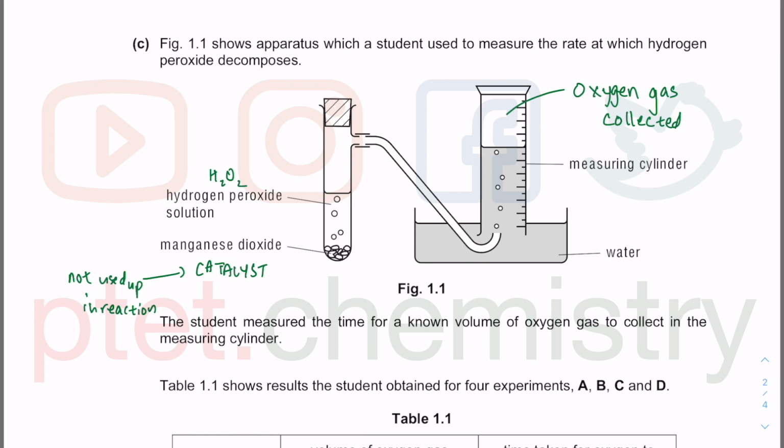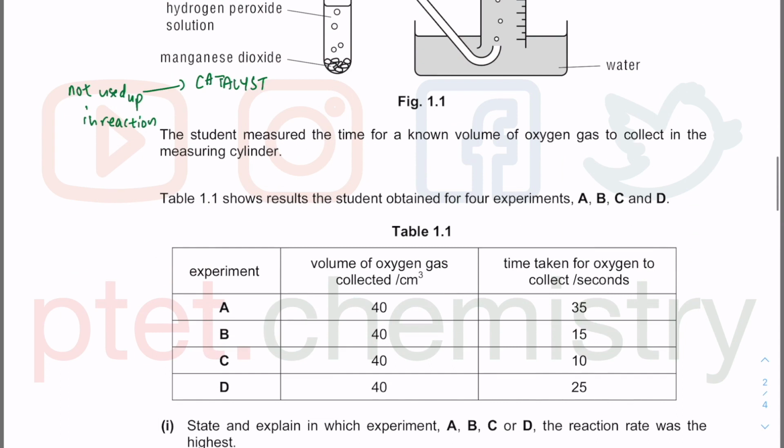As you collect the gas, the level of water inside will drop because the gas particles push onto the walls of this container as well as on the surface of the liquid water, and they push the water level down. And there are lines on the measuring cylinder that enable you to read the volume of the oxygen being produced. The student measured the time for a known volume of oxygen gas to collect. So you measure the time. What we measure is called the dependent variable.